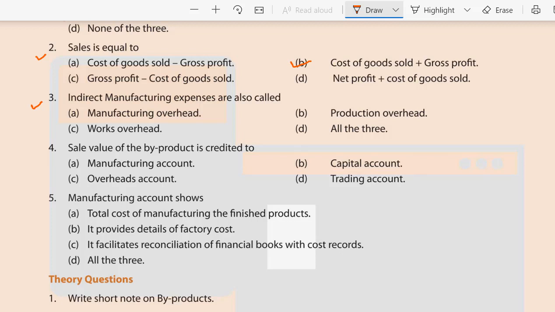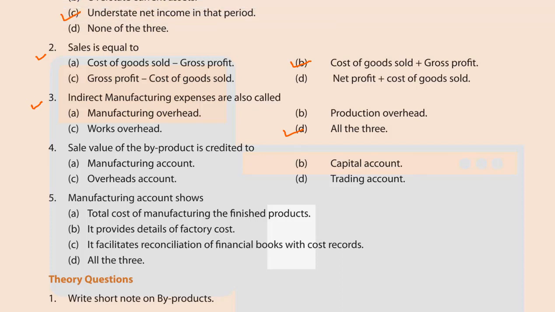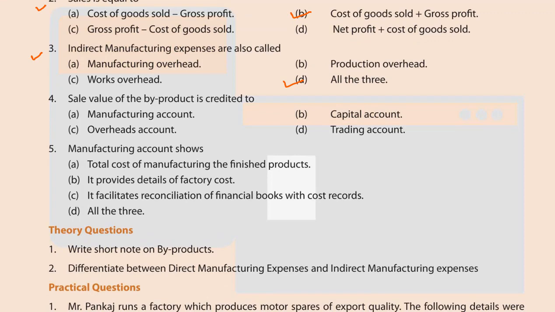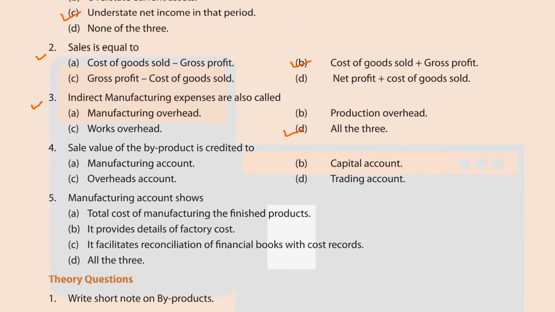Next question. Question 3. Indirect manufacturing expenses is also called A. Manufacturing overhead, B. Production overhead, C. Works overhead, or D. All of the above. It is D. All of the above. Indirect manufacturing overhead is called production overhead, manufacturing overhead, and works overhead.